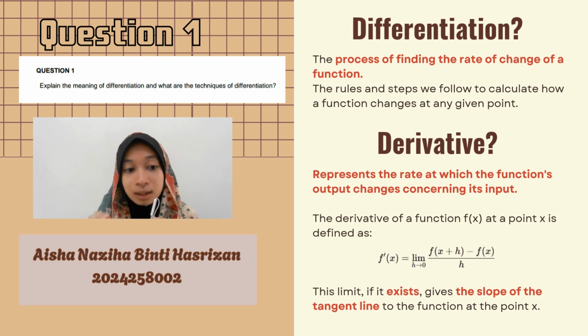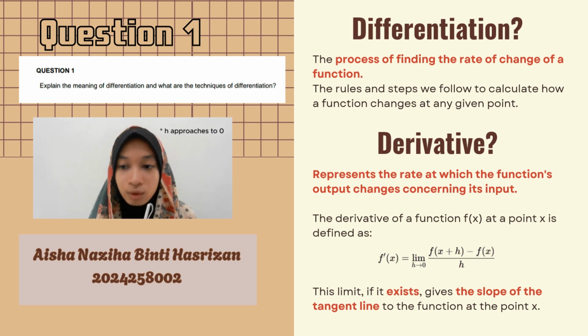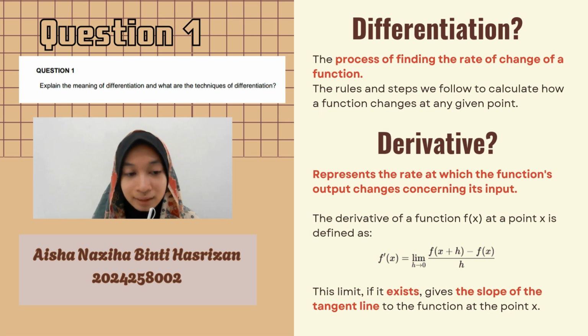So we have two different terms, which are differentiation and derivative. And what is derivative? Derivative represents the rate at which the function's output changes concerning its input. The derivative of a function f(x) at a point x is defined as f'(x) equals the limit as h approaches 0 of f(x+h) minus f(x) over h. From this formula, or what we call limits, it gives the slope of the tangent line to the function at the point x. So in an easy word, differentiation is the process of finding the rate of change of a function, while the derivative is the rate of change of the function itself.